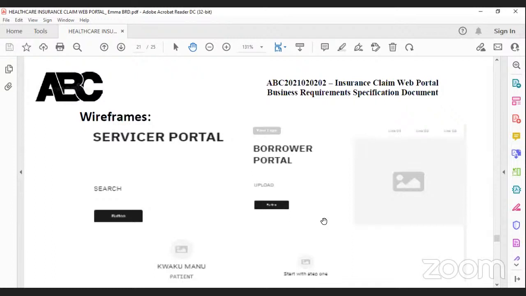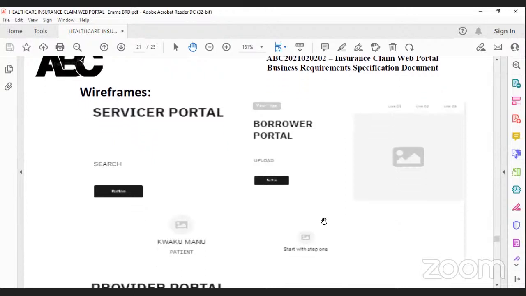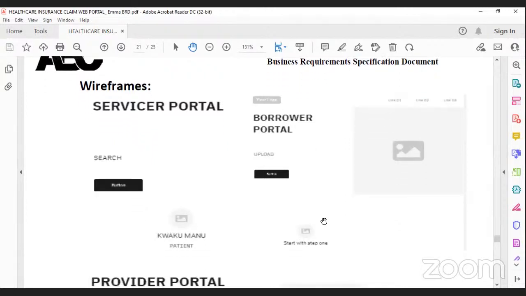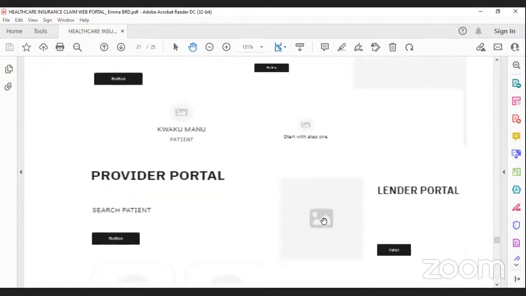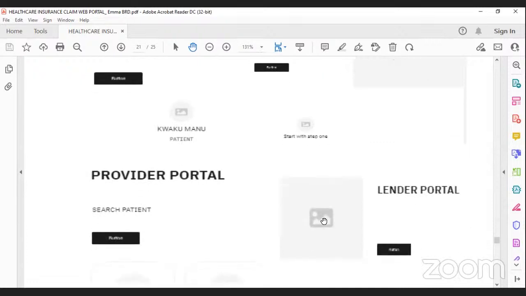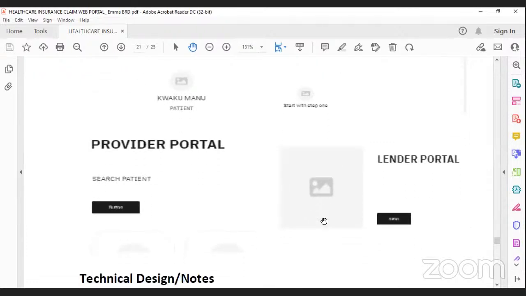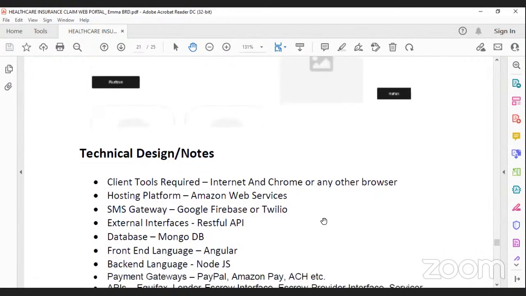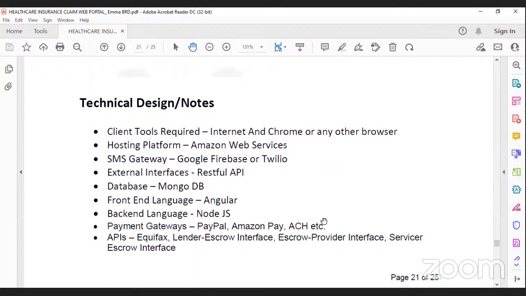Now, I came up with this wireframe just to depict some form of interface we're going to encounter or see when we go to these various portals. So the servicer portal, the borrower portal, the provider portal, the lender portal. So the servicer portal, a button for you to be able to search or get to know how much you owe and all that. Borrower portal, being as a borrower, uploading your details, images and all that, and then provider portal to be able to get data on the patient, search on the data, and then the lender portal as well. Now, those are technical design or our notes.